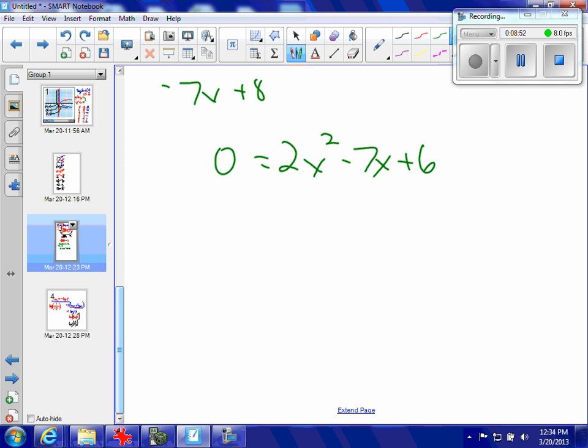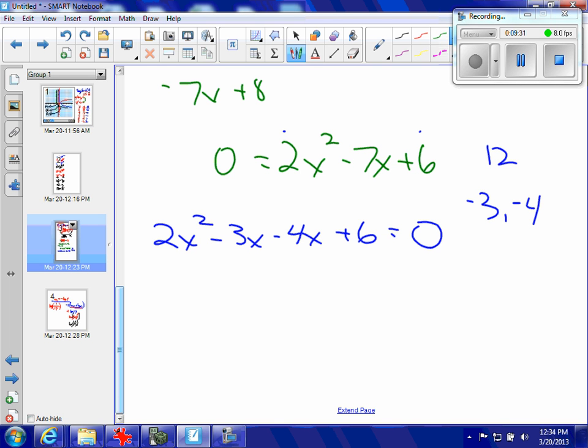So I need to know what factors of 12, 2 times 6, are going to give me 7. Are there any? 2 and 3. No. 12. Okay. I'm doing the surefire method of factoring this. So I have my A times my C, which is 12. What factors of 12 give me negative 7? Yes, you're right. Negative 3 and negative 4. So I have 2x squared minus 3x minus 4x plus 6 is equal to 0.